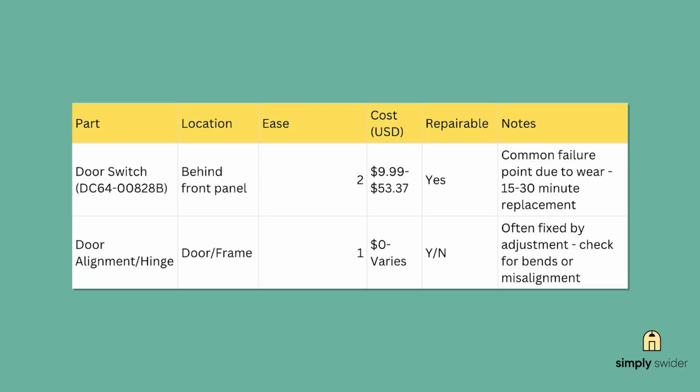Door switches wear out from constant use, and they're usually pretty cheap to replace, about 10 to 50 bucks depending on your model. You can find them at most appliance parts stores or online. This is an easy DIY repair that takes maybe 20 to 30 minutes. The switch is typically behind the front panel near the door opening. Before you replace it, though, make sure the problem isn't just door alignment. Sometimes a slightly bent door or loose hinge can make a perfectly good switch seem like it's failing.